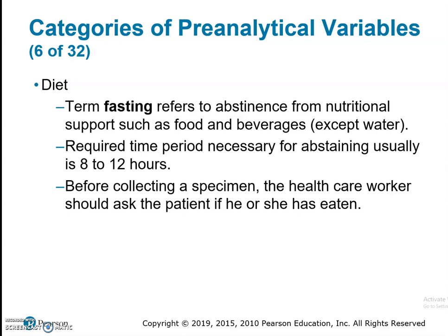So we need to ask the patient, have they been fasting? And also relay to them, when's the last time you had something to eat or drink, and get a time frame. Before collecting a specimen, the healthcare worker should ask the patient if they've had anything to eat or drink. We do encourage water intake because that helps us as phlebotomists obtain a sample, but being mindful too that a non-fasting needs to be documented on the requisition or directly on the specimen itself, so that our lab understands that this is a non-fasting sample.